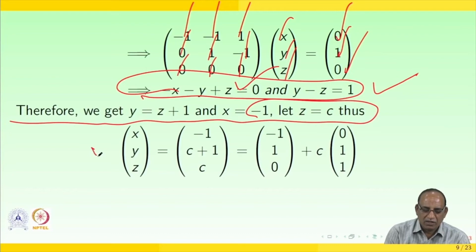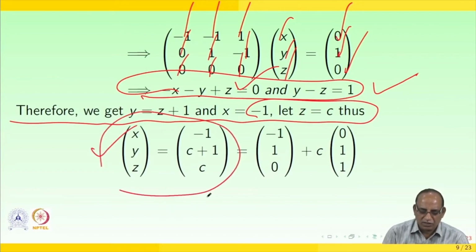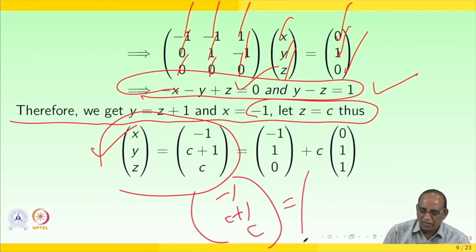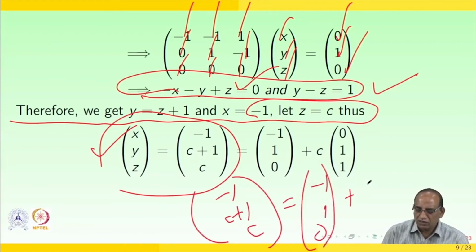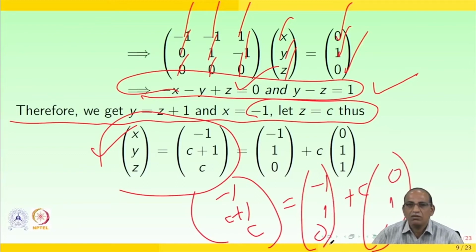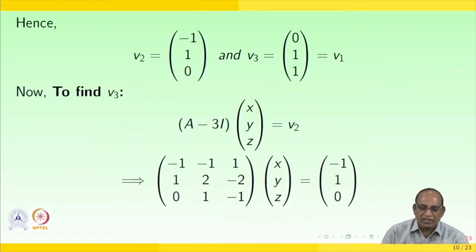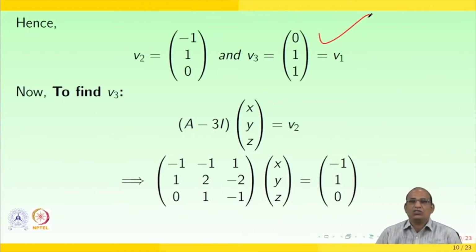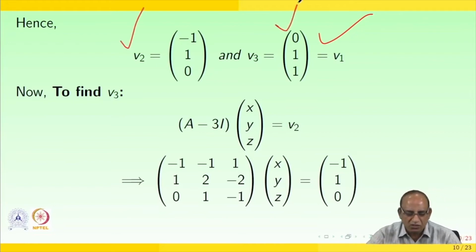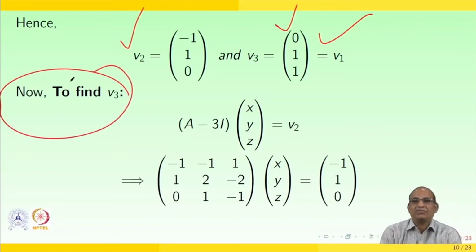So then you will have (x, y, z) equal to this vector, that is (-1, c + 1, c), which can be written as (-1, 1, 0) plus c times (0, 1, 1). So hence we can write V2 = (-1, 1, 0) and V3 = (0, 1, 1). So you get V1. So V2 is known, V3 is known, that is V1.